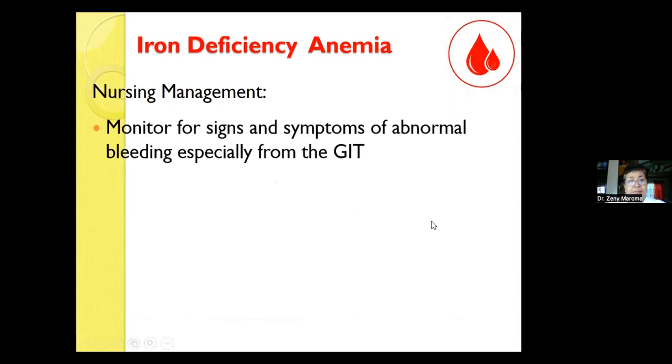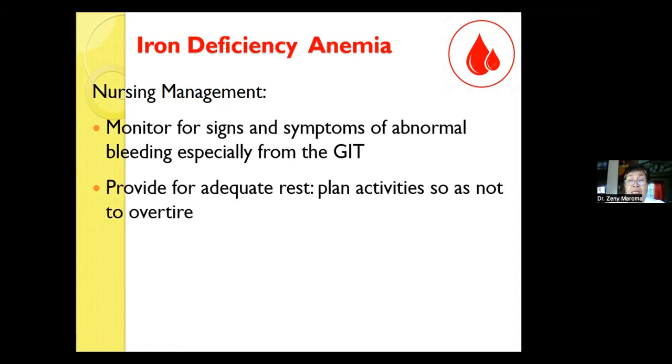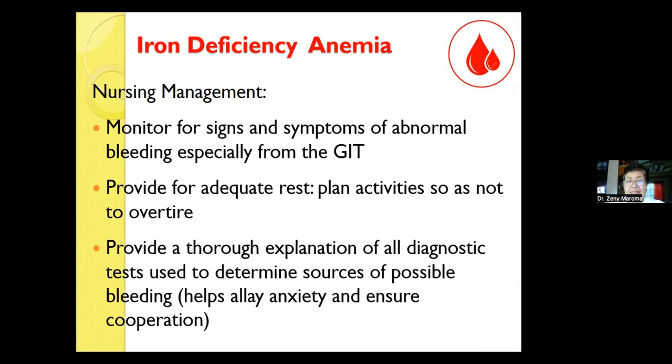Then the nursing management: monitor for signs and symptoms of abnormal bleeding, especially from the GIT. Yan, yun nga, nagvomit ba siya, hematemesis, melena, o kaya hematochezia. And of course, because of decreased oxygen carrying capacity of the blood, there's altered tissue perfusion, we have to provide bed rest. But the patient can have bathroom privileges. Plan activities so as not to overtire the patient. And provide a thorough explanation of all diagnostic tests to determine the possible cause of bleeding. We have to allay anxiety and ensure cooperation.